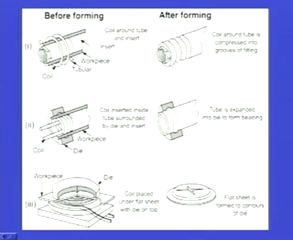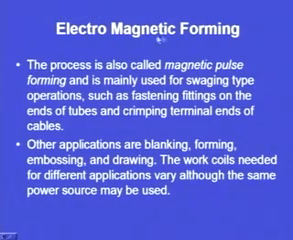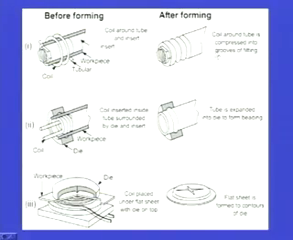Here we can see that grooves have been formed. Before forming there was no such groove, but after forming the grooves have been formed by the process of electromagnetic forming. How that happens we will see now. First, these are some of the cases that have been taken.